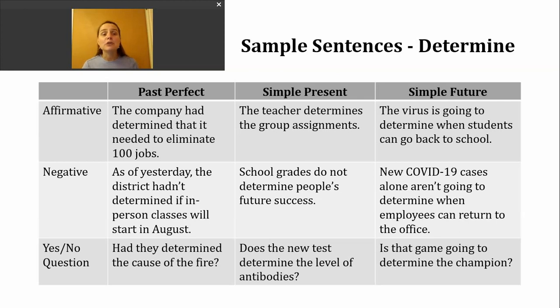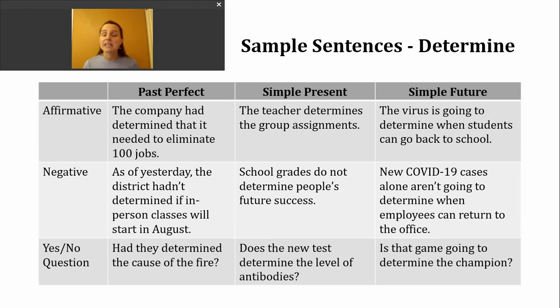If I want to make a negative past perfect sentence, I'm going to insert not after had. You might hear native speakers use the contraction hadn't. Here's an example sentence. As of yesterday, the district hadn't determined if in-person classes will start in August.